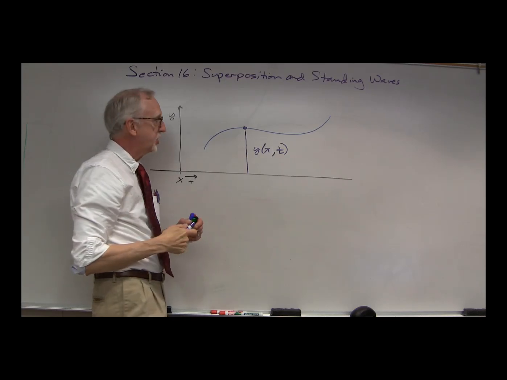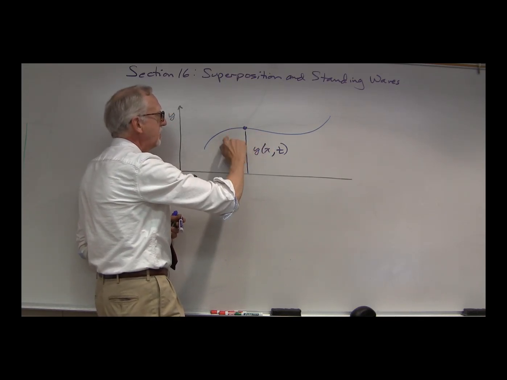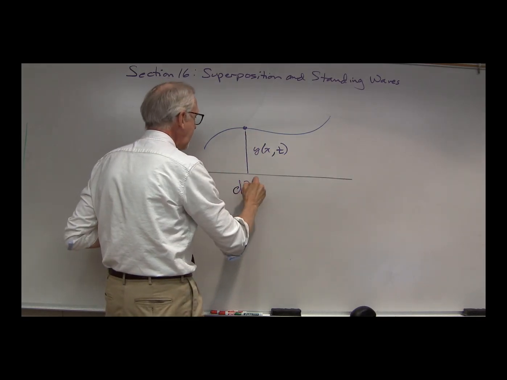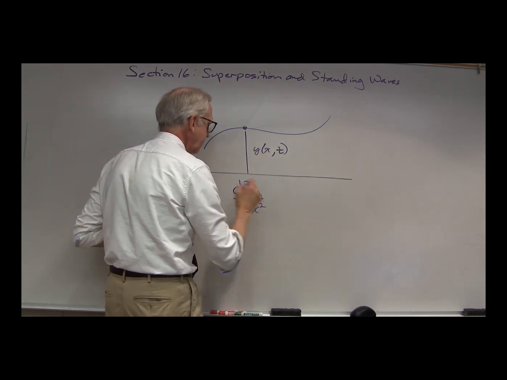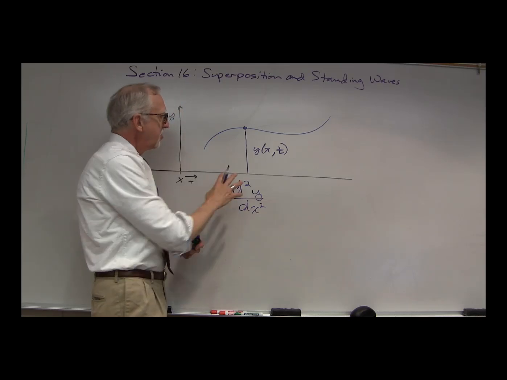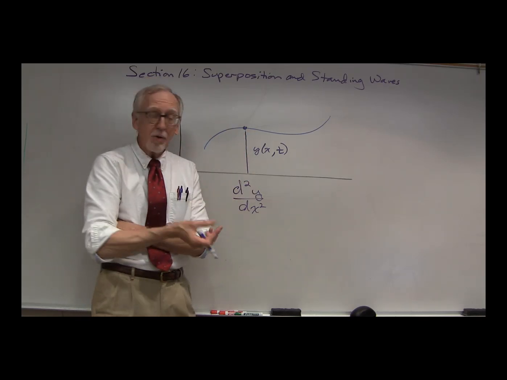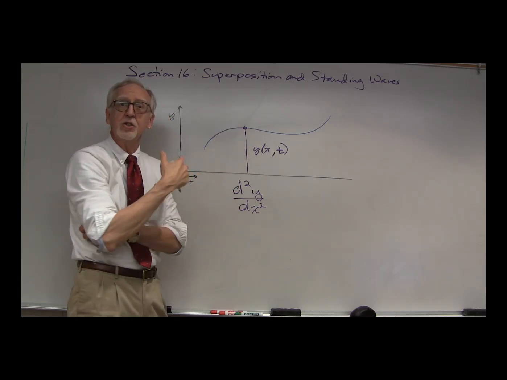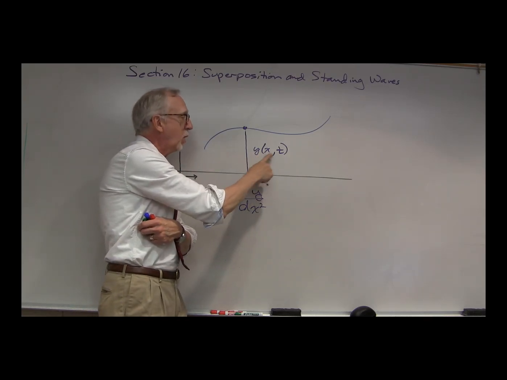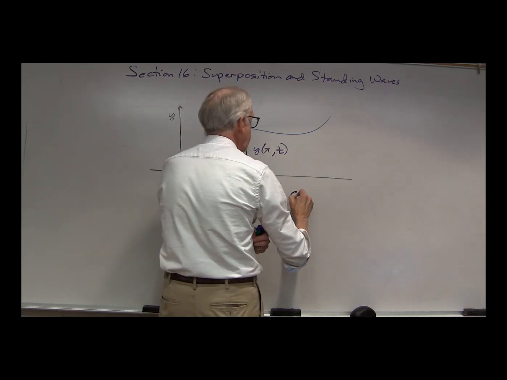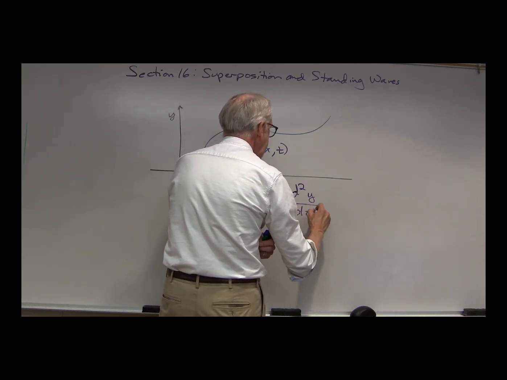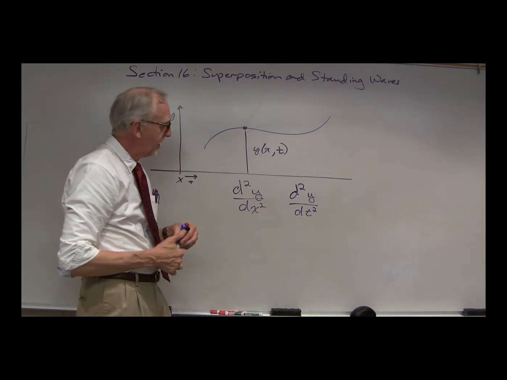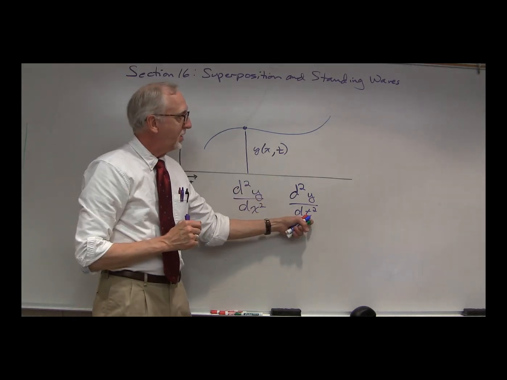Now, what's the curvature of the chain? Well, that's how y varies as we vary along x. So we're looking at a second derivative of y with respect to x, d squared y dx squared. That quantity is then going to be related to the acceleration of this point. And by the acceleration, we mean how this point is going up and down, so we're talking about the second derivative of y with respect to time, d squared y dt squared. So we've got two second derivatives of y, one in terms of the position x, one in terms of the time t.